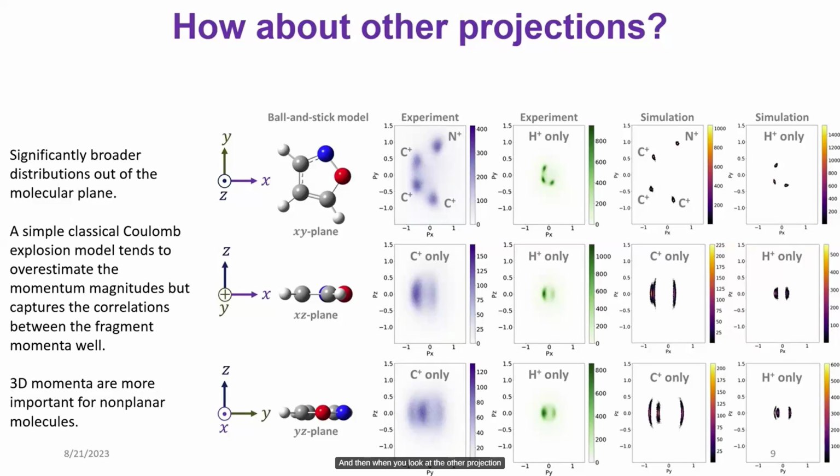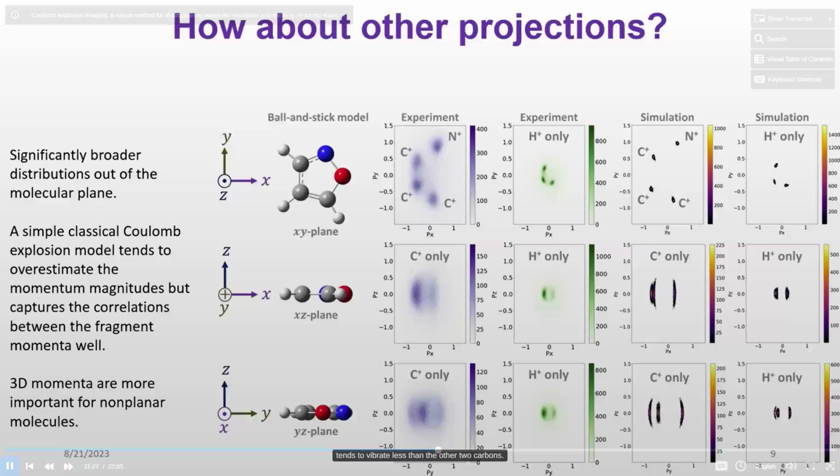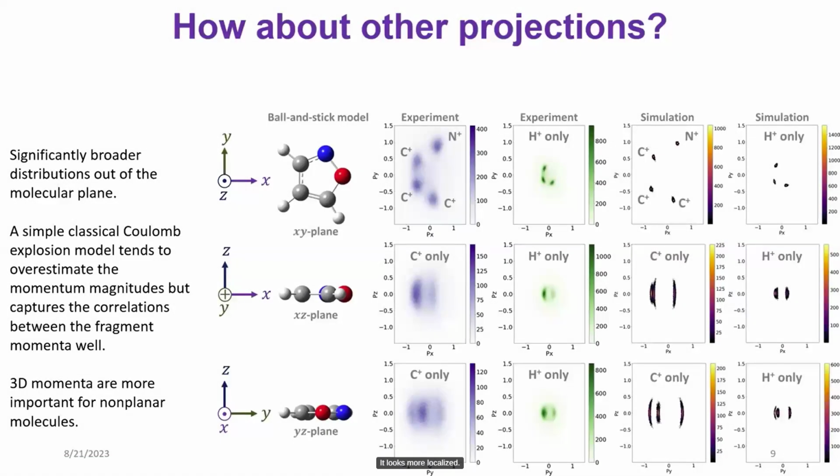And then when you look at the other projection where the other carbons start to appear here, you can see that the middle carbon also starts to show in the momentum image. You can also see that this carbon tends to vibrate less than the other two carbons. It looks more localized. And this 3D momentum information will be more important when you look at non-planar molecules like that.